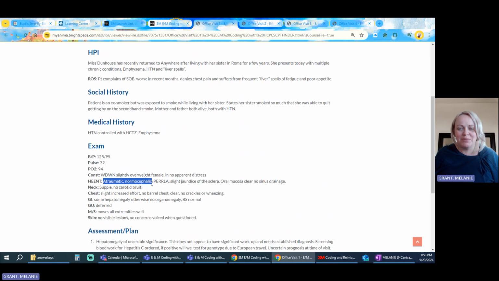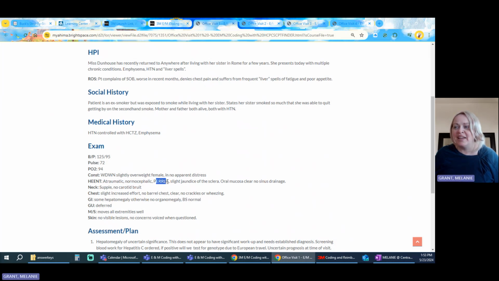I highly recommend practicing saying those words 3 times fast and pulling up your medical dictionary if you're not familiar with anything in your exam portion. And the reason I say this is because it's very important that new coders understand each area and why it is being listed so that you can identify when something is unique and not normal.